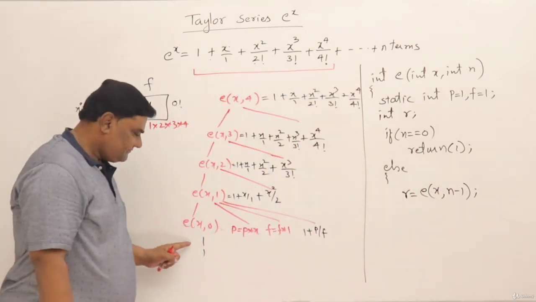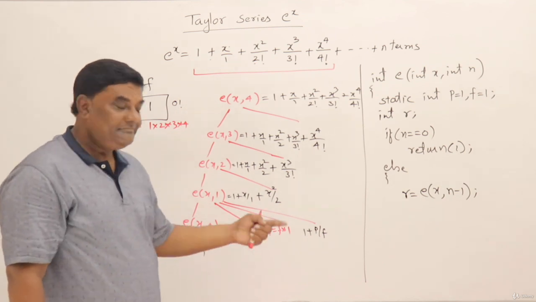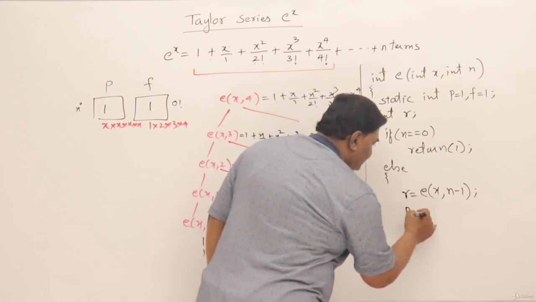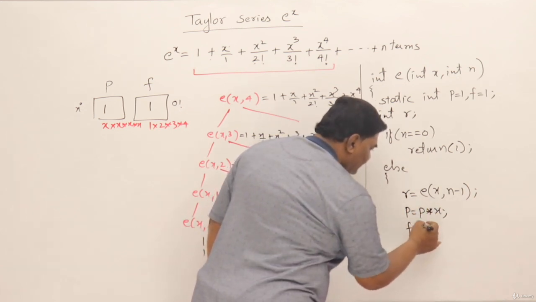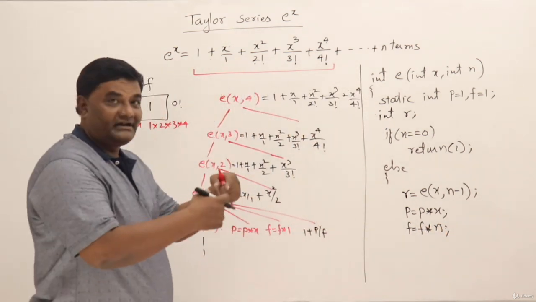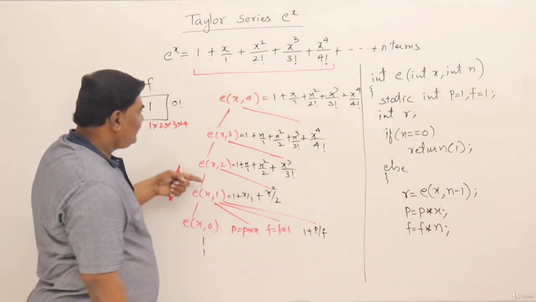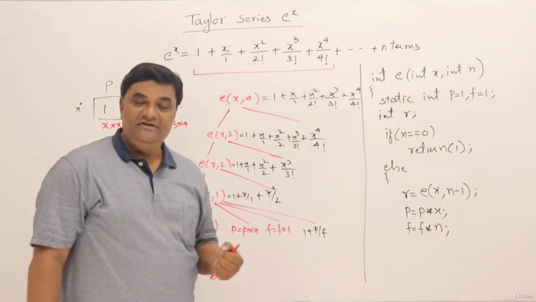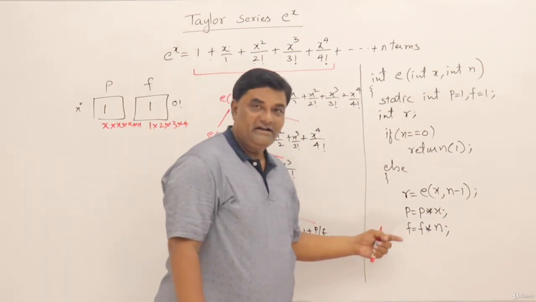Then in the basic step, I have shown you that p is multiplied by x and f is multiplied with the value of n. So let us do this. P assign p into x and f assign f into n. So these two things will be happening at returning time. At returning time, the power will be growing. By the time it returns back to the first call, p will be having x power 4 and f will be having 4 factorial. So those two are performed in returning time.